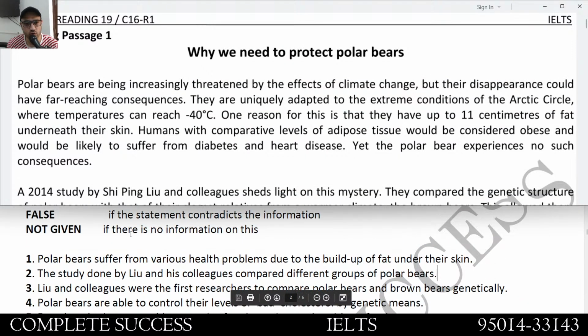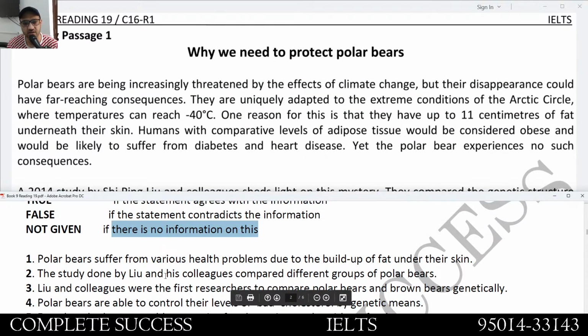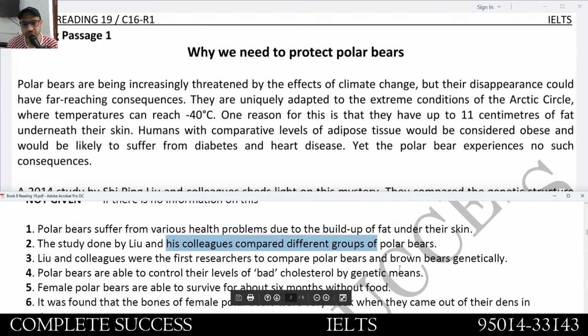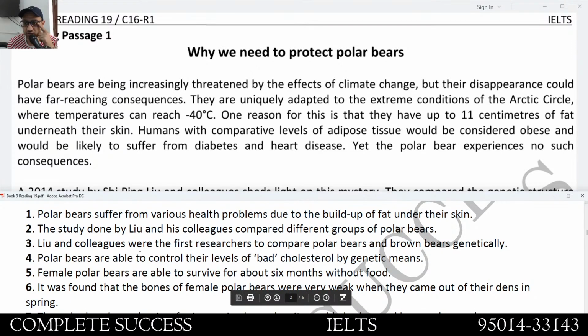And if there is no information given in the passage related to the statement, then the answer will be not given. Okay, so now you know how to solve the true, false, not given questions. We'll start with some examples.